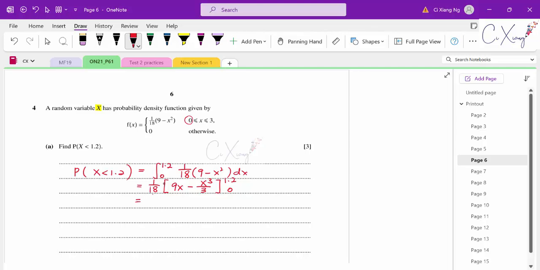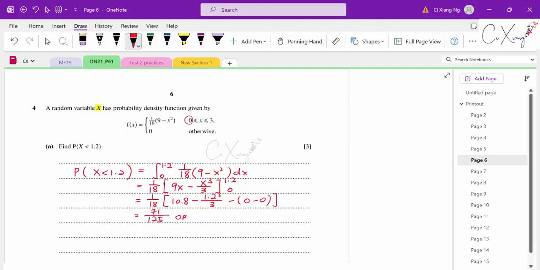Okay, then 9 multiplied with 1.2, I will get 10.8. Then minus 1.2 power 3 divided by 3. Substitute a 0 inside the equation, I'm having everything 0. Okay, then try to simplify the answer. By right, it should be 71 over 125.